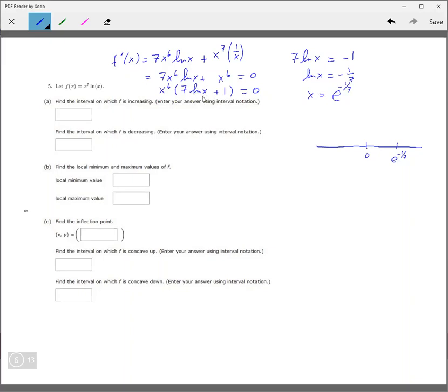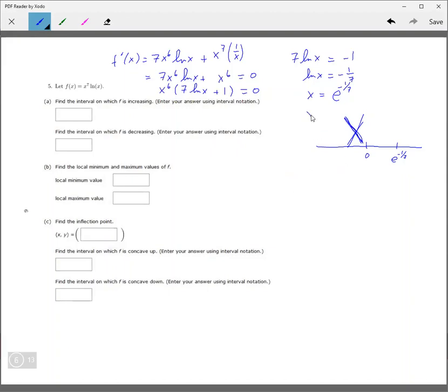Also, we're running into some domain issues. It's not defined when x is less than 0. This function is not defined when x is less than or equal to 0. Okay, it's just not defined there. So we have to remember that when we go to write our answers down.